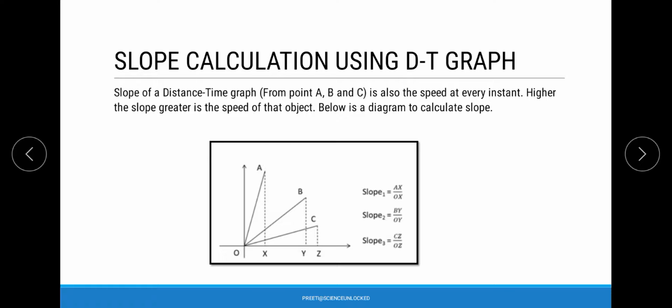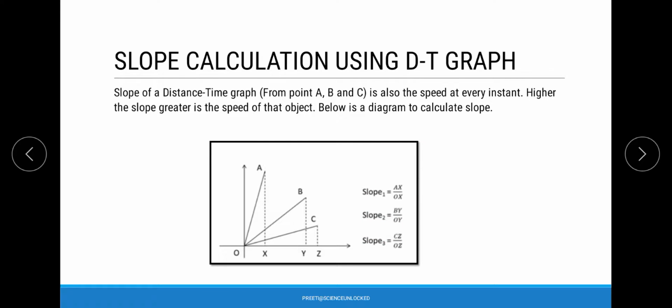And whenever this happens, we will always drop the perpendiculars to the x-axis and y-axis from the end points of these particular lines. As a result of that, we will be able to find out the slope of the object.